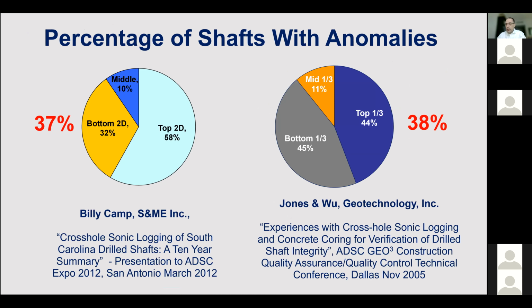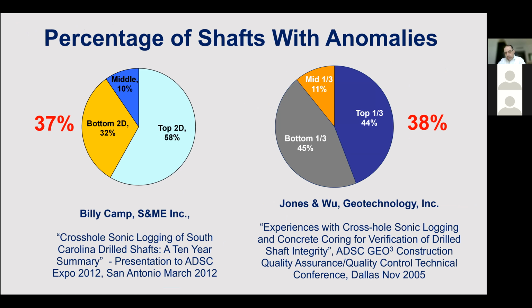Several studies have been done to determine the percentage of anomalies in the shafts, and two separate studies in 2005 and 2012 roughly agree on the percentage of anomalies that exist within the installed shafts. Both have a different distribution, but both say that most of the anomalies occur at the top or the bottom of the shaft.